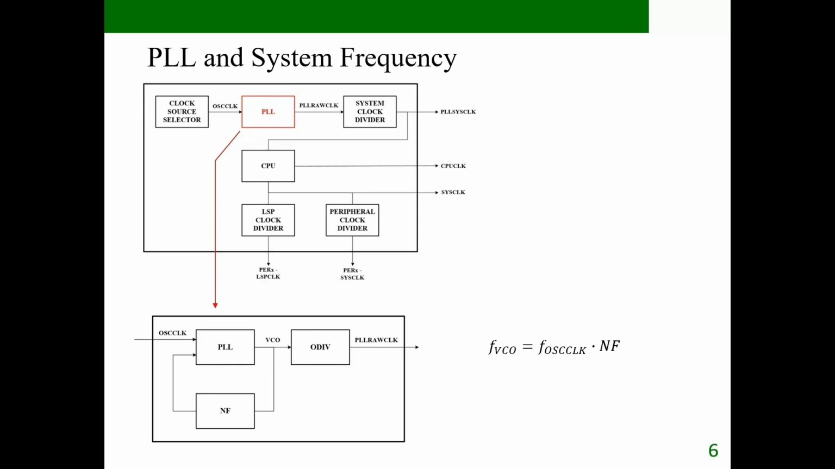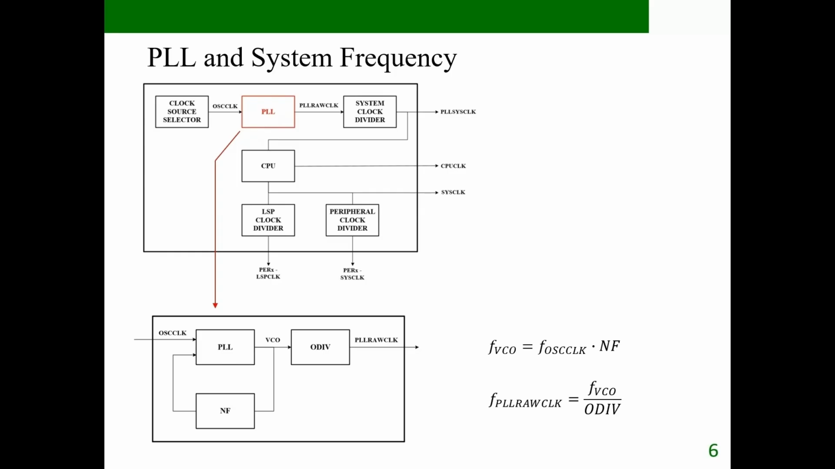This divides the VCO frequency down to produce the signal called PLL raw clock. PLL raw clock is the direct output of the PLL. Just like the VCO, PLL raw clock also has defined limits in the datasheet. It cannot exceed a certain maximum value because this is the frequency that directly feeds the system clock divider and downstream logic. If PLL raw clock is outside of its valid range, the system clock chain will not operate correctly.